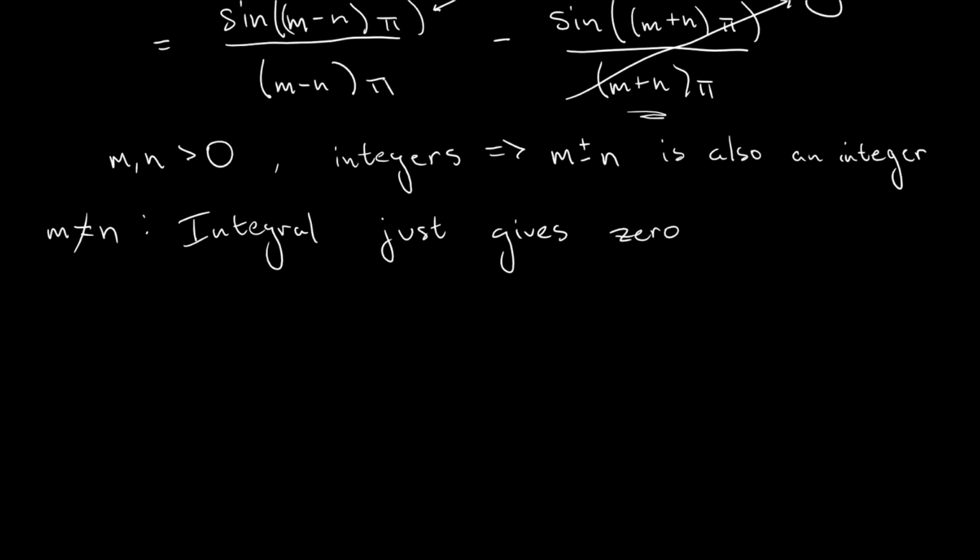Now in the case where m is equal to n, it's a little bit tricky, because at first we might think that this is giving us 0 divided by 0, which looks very, very problematic.